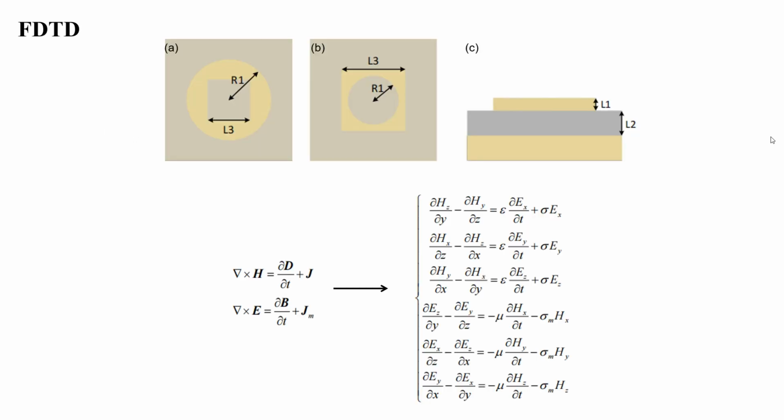Next, let me introduce something about the FDTD methods. Here we see fig A and B, we constructed structures. And here the R1 and L1 to L3 are all parameters that need to be optimized. And the FDTD method is just the solution of the Maxwell equations, separated into a differential form, just like these six functions listed. And they are the key for the FDTD methods.